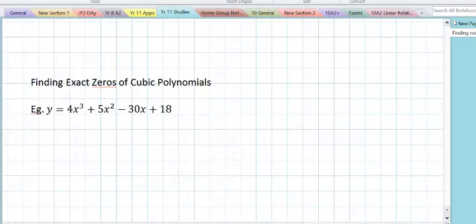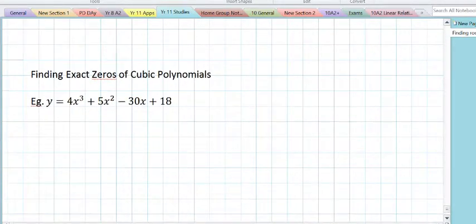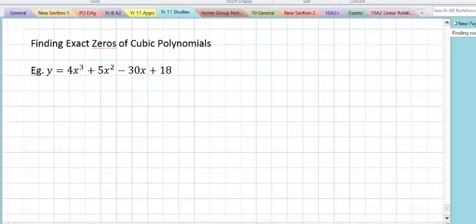Last little bit. This is where the whole lesson has been building up to. Find the exact zeros of this. Now, write it down, and then we will do it in a sec.